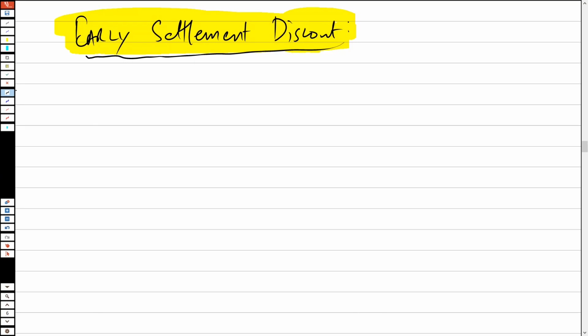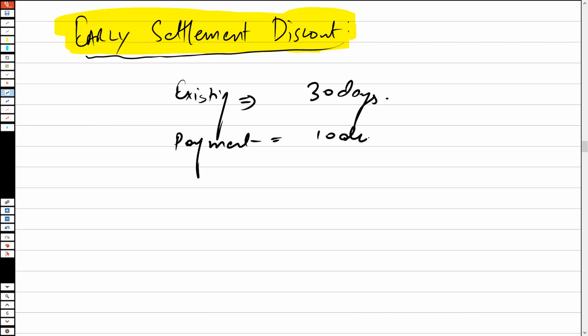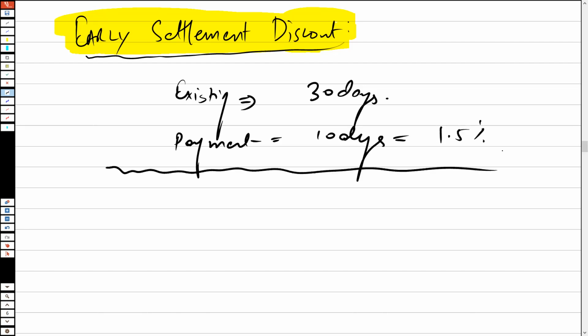What happens with respect to early settlement discount is that maybe you could tell your customers that your existing receivable period is 30 days, and if you make payment within 10 days, then we are going to allow you 1.5% discount. So you're simply going to do it like this. Let's see what is going to happen.